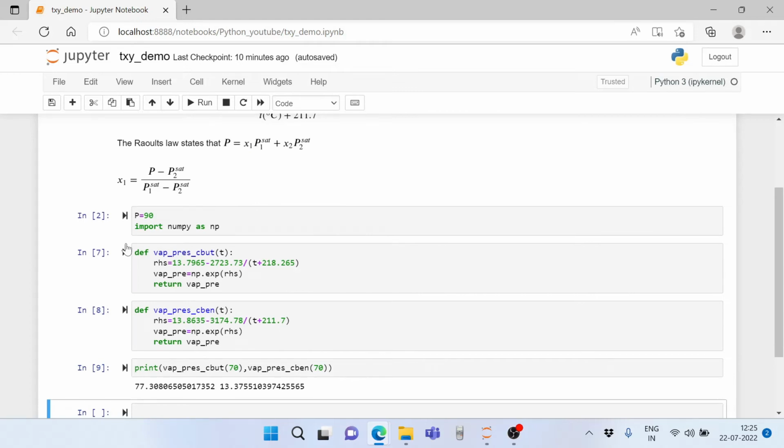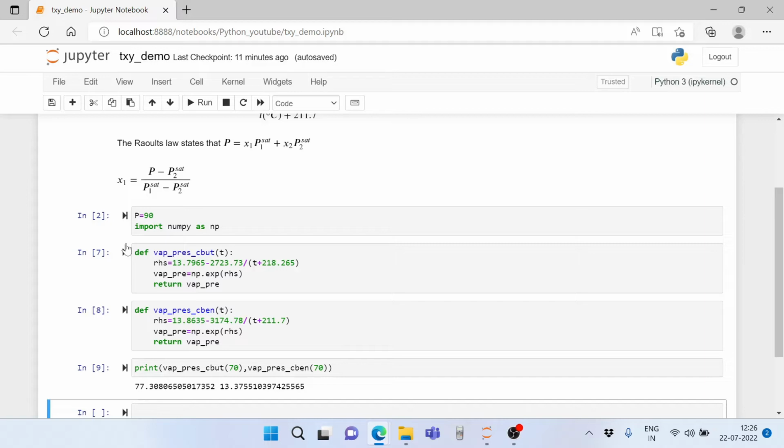Now our TXY plot is going to have two extremes. At x equal to 0, the temperature of the mixture is going to be equal to the boiling temperature of the more volatile component. Sorry, the less volatile component, which in this case is chlorobenzene. At x equal to 1, the boiling temperature of a mixture of chlorobutane and chlorobenzene is going to be that of pure chlorobutane.